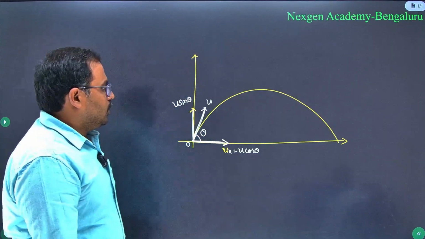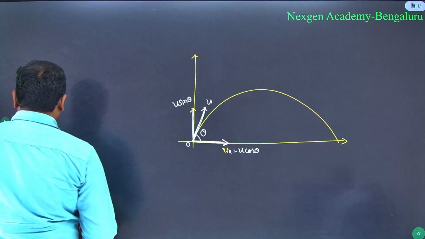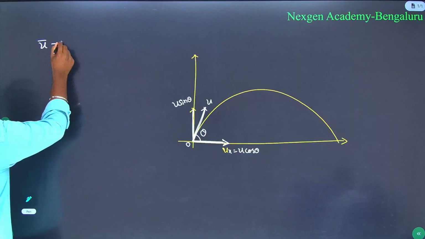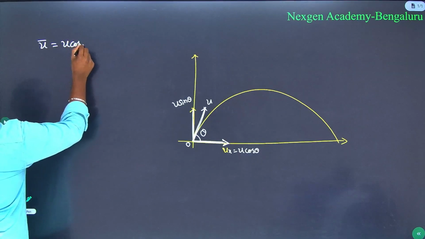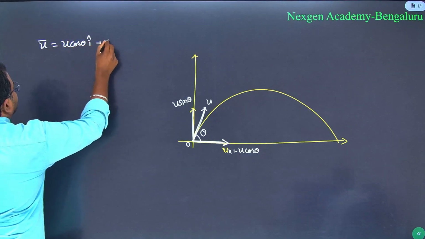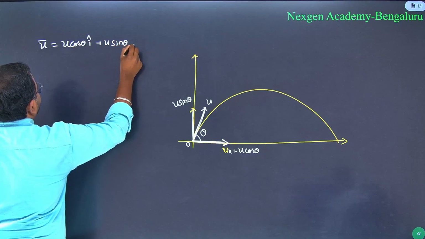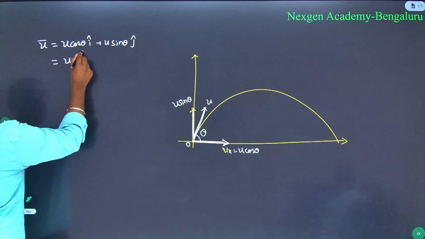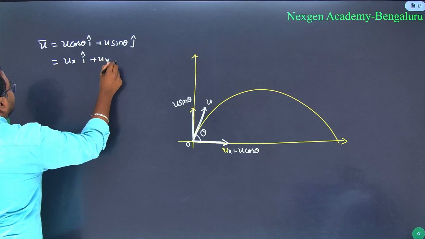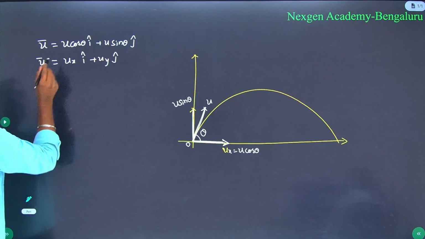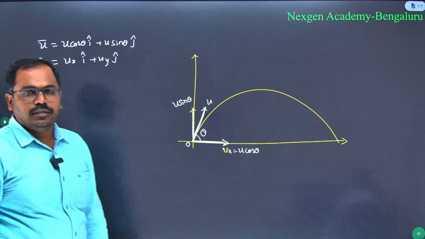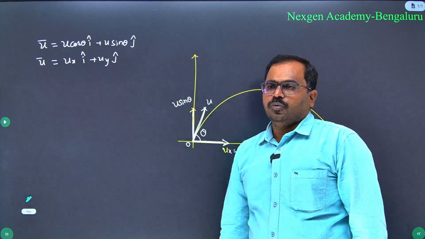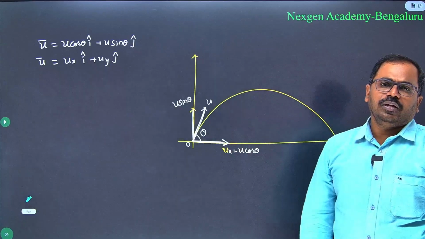Now, how do we write this initial velocity vector? u bar is equal to u cos theta i cap plus u sin theta j cap, or you can write this as ux i cap plus uy j cap. This is u bar, the initial velocity vector.